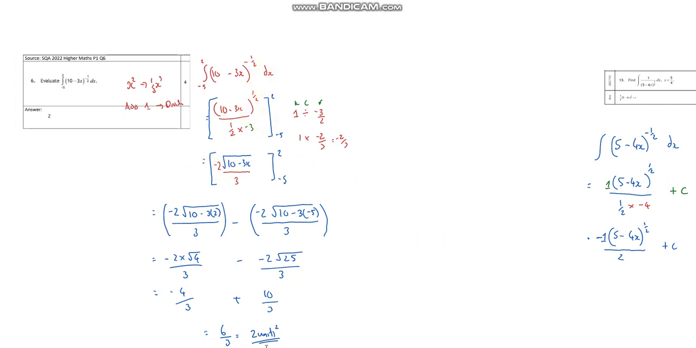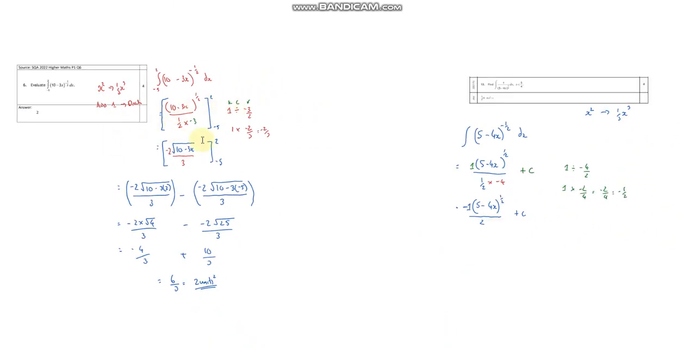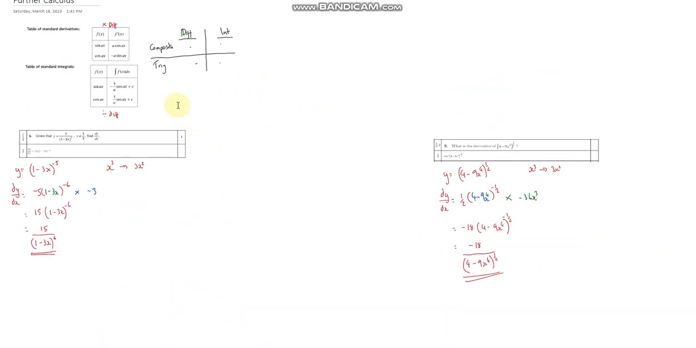Remember your dx's, remember your c's, and yeah, you're dividing by the differential for integration, and timesing by the differential for differentiating.